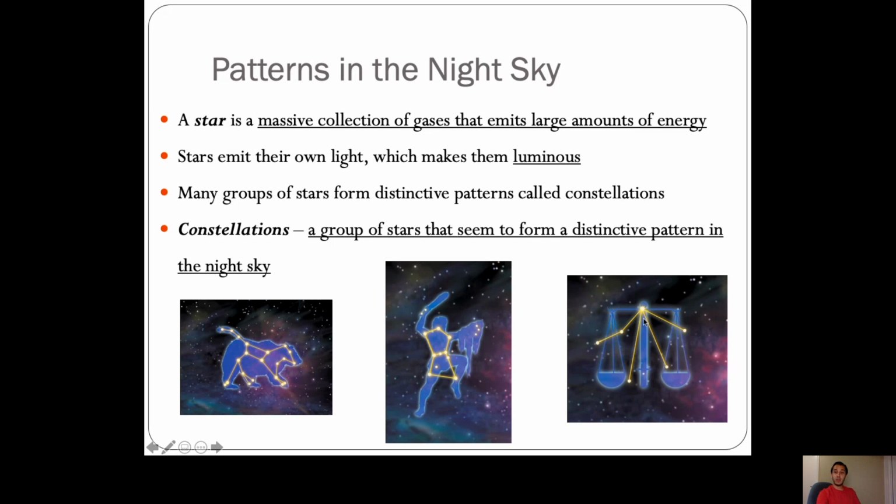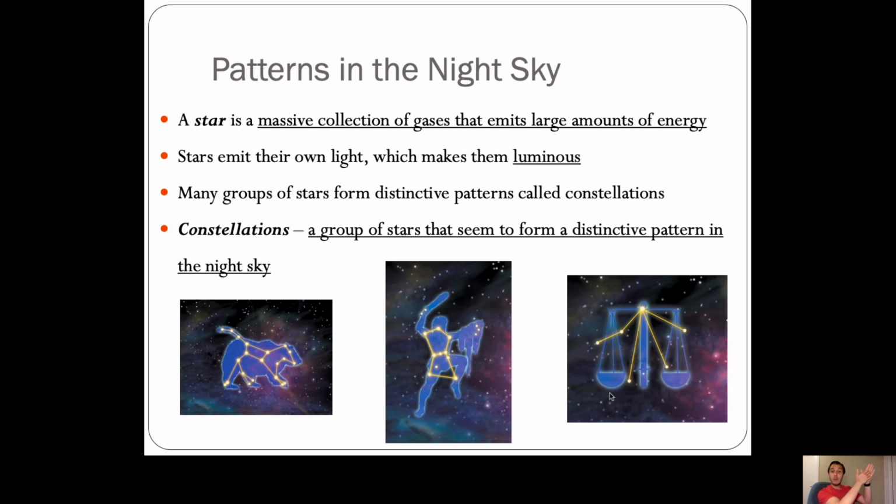Again, if we look here, this is the picture of a scale. We call this the constellation Libra. Well, it doesn't really look like a scale. It's just a whole bunch of stars, and we've constructed a pattern around it. But again, that helps us say, oh, that's that location in space. Those stars are always located around each other.